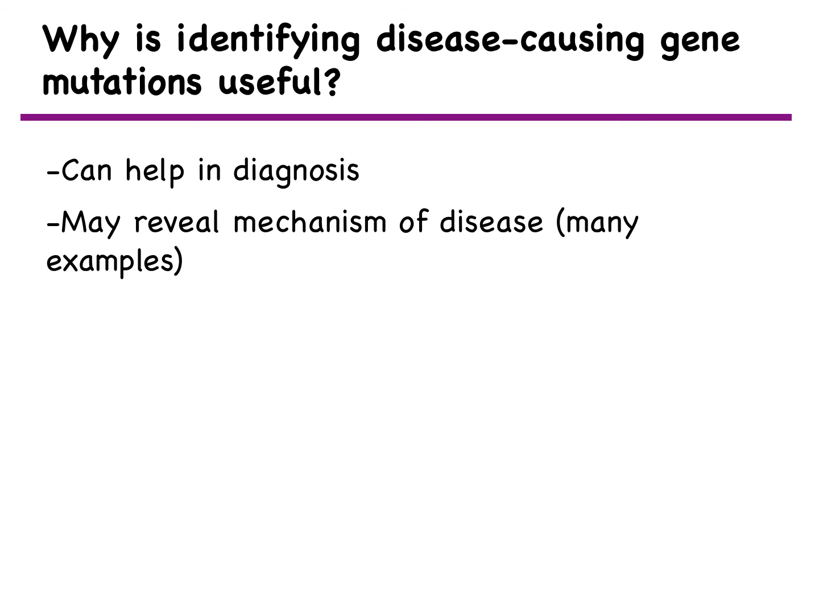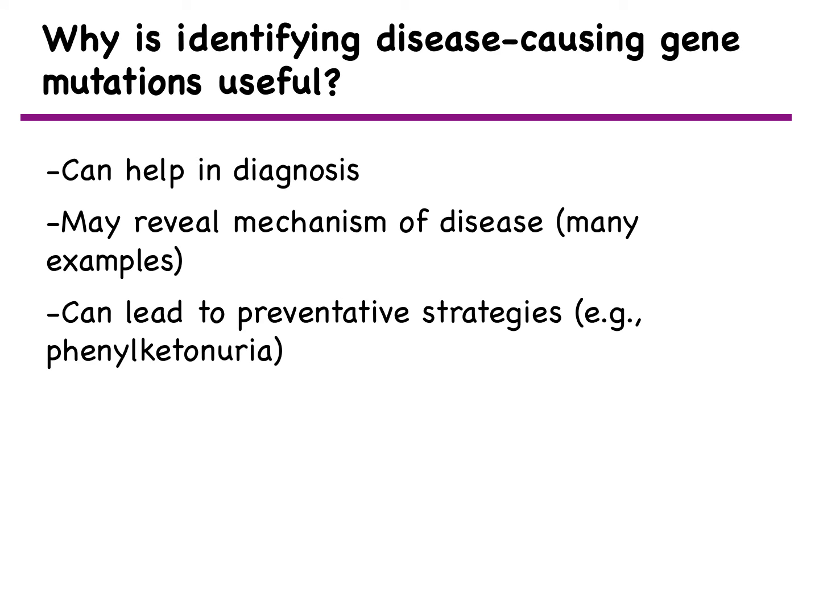It may also help to reveal the mechanism of disease. Sometimes if you know the function of the gene, it can tell you something about how to treat the disease. It can also lead to preventative strategies. One of the best examples of that is phenylketonuria.